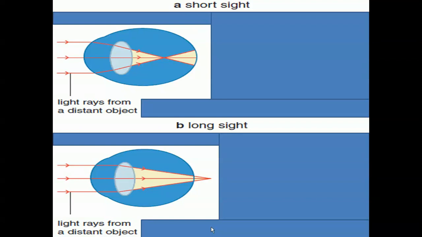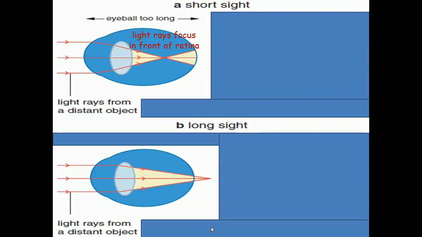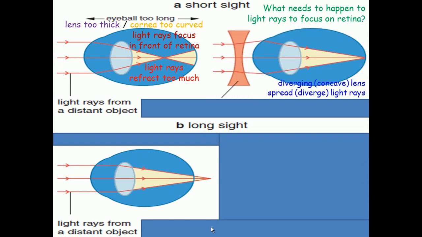So to summarize that all again, for short-sightedness, the light rays focus in front of the retina, and this could be because the eyeball is too long, the lens is too thick, or the cornea is too curved. All three of those cause the light rays to refract too much. So what needs to happen to the light rays to focus on the retina? If the light rays refract too much, we want to spread them before they refract too much. So you wear a diverging or concave lens, and that spreads, or diverges, the light rays.